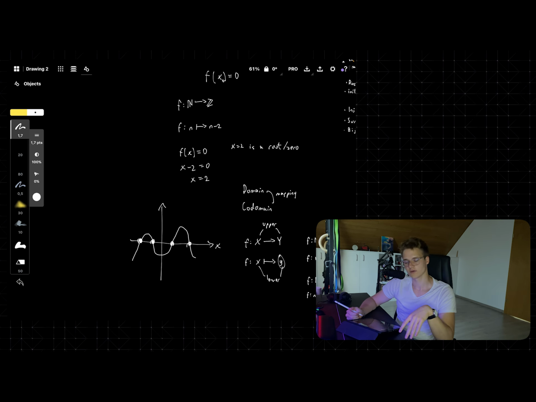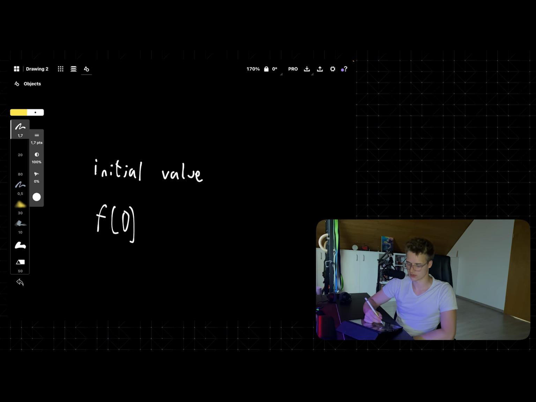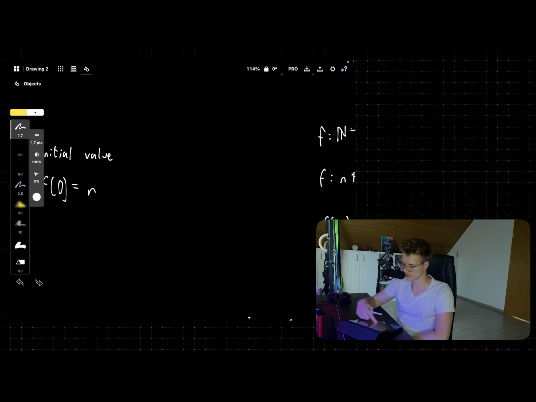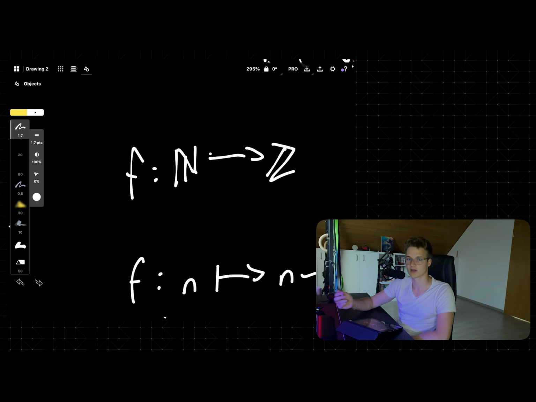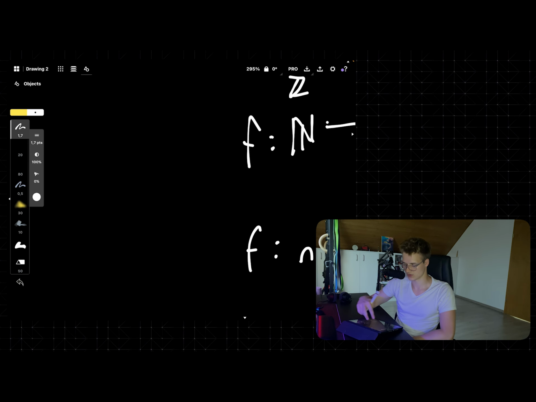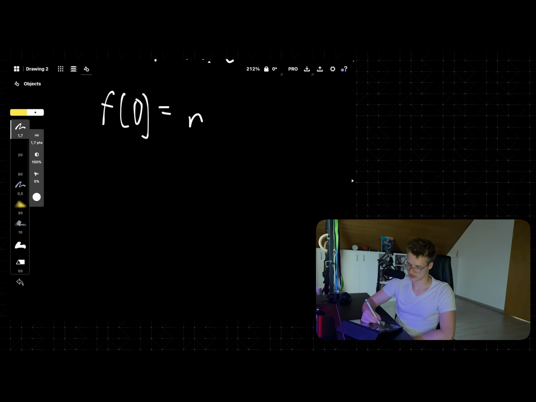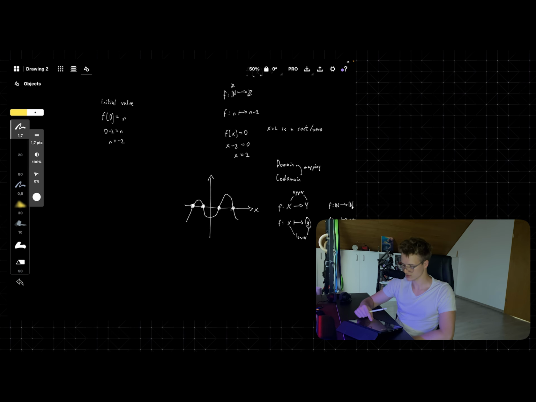Then we have the initial value, and that is when we insert 0 into f. So n is the initial value. In our case, we can't actually insert 0 because natural numbers don't have the element 0. But if we say that it maps from integers to integers, it will have the element 0. And if we insert here, we said 0 minus 2 equals n, so n is going to be equal to minus 2.